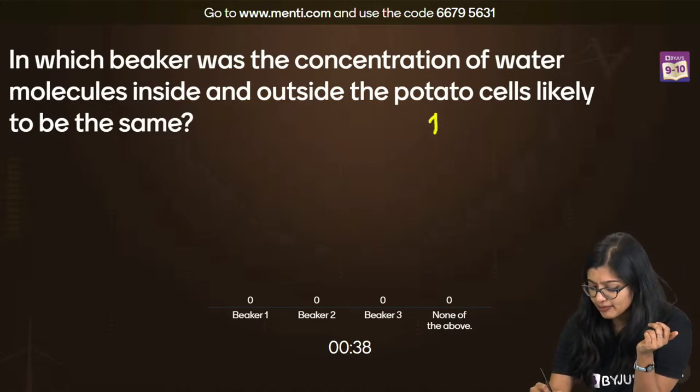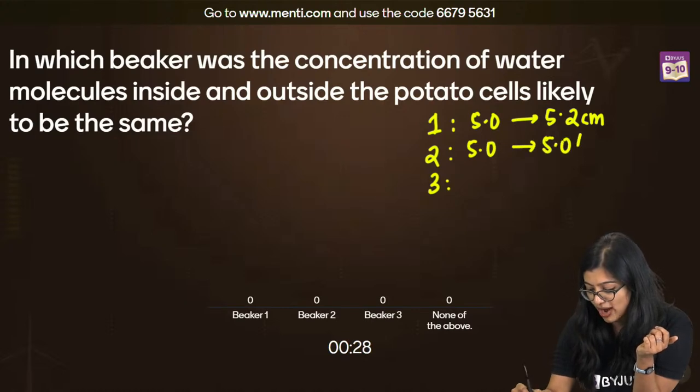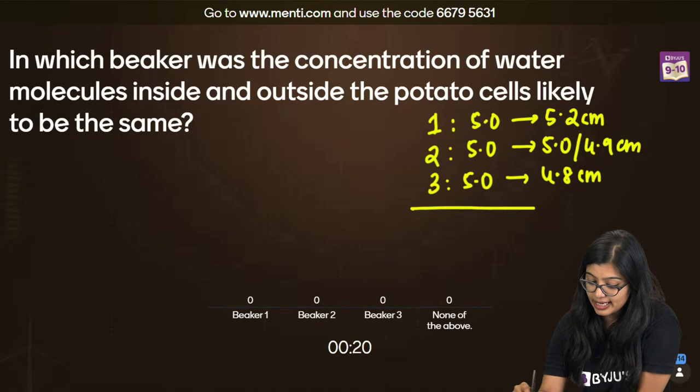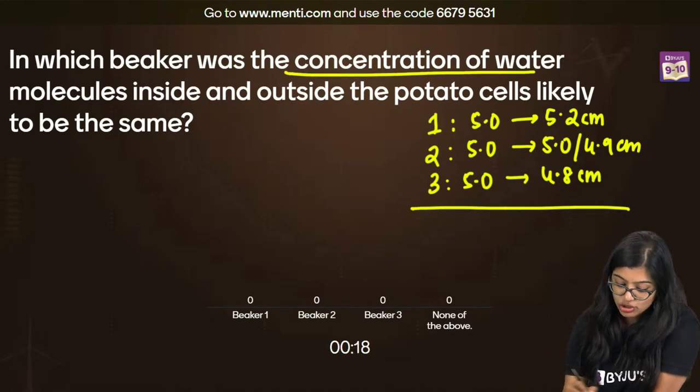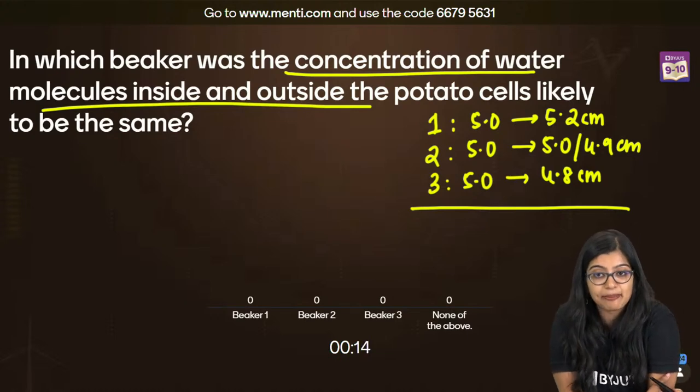So like I said, beaker 1, beaker 2, beaker 3. I'm writing the observations once again. So 5 became 5.2 centimeters in beaker 1. 5 became around 4.9 centimeters in beaker 2. Here 5 became 4.8. This was the size of the potato. So based on this, where is it that the concentration of water molecules inside and outside the potato is the same?